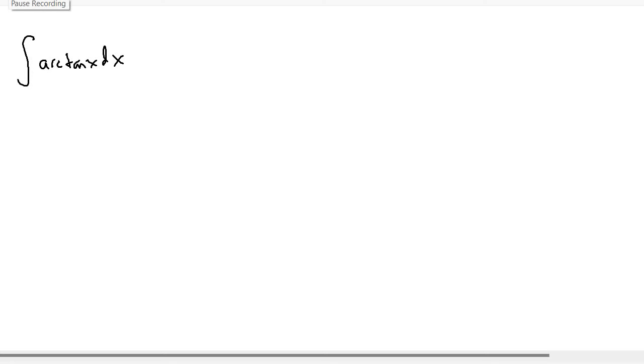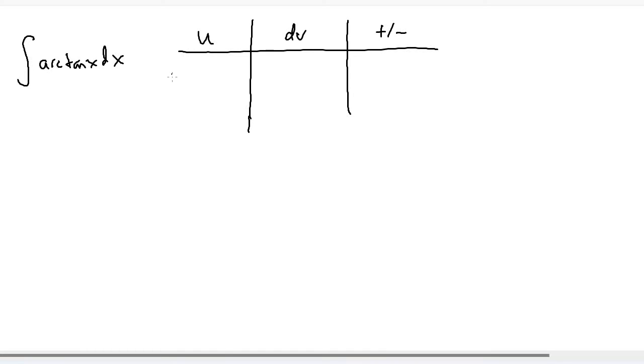So continuing off the previous video, let's look at a third way of how you can use the tabular method. So using the problem, the integral of arctan x dx, let's create our charts, or our three columns. So we have a u, dv, and plus minus. So my u is going to be the arctan of x, and dv will just be dx.